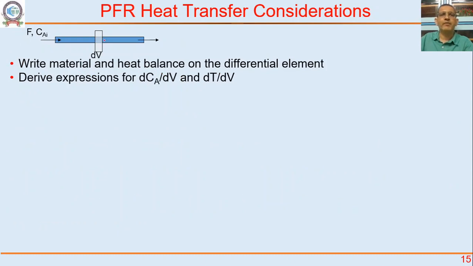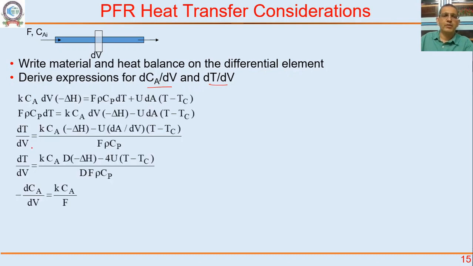Okay. Same way for a plug flow reactor now. Right, material balance, heat balance on a differential element, derive expressions for dCA by dV and dT by dV. We have already done this. Let's do this very fast. So you will get this dT, right? So this is heat generation, in minus out, or material balance, and heat removed.